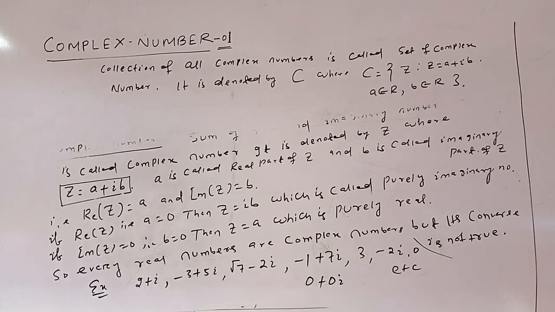Then the collection of all complex numbers is known as the complex number set, the set of complex numbers, and it is denoted by capital C, where C equals the collection of z such that z equals a plus ib, a belongs to R and b belongs to R. So z equals a plus ib is a complex number whose real part is a and imaginary part is b. If the real part is 0, then z is purely imaginary, and if b is 0, then z is purely real.